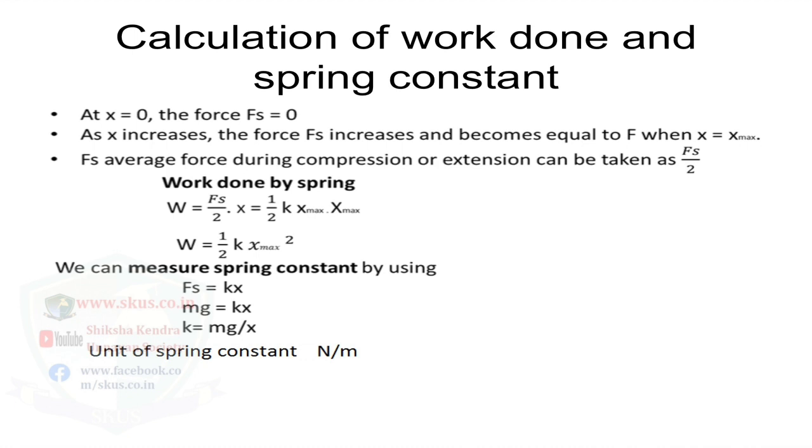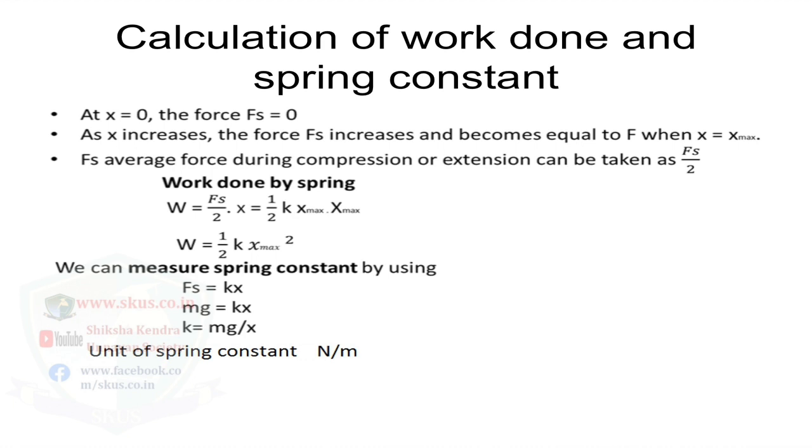But as x increases, that is, as the displacement increases, the spring force Fs increases and it becomes equal to F when x is equal to x maximum. Maximum is the maximum extension to which the spring can be stretched. Third case, we have Fs average, the average force during compression or extension. It can be taken as Fs by 2.